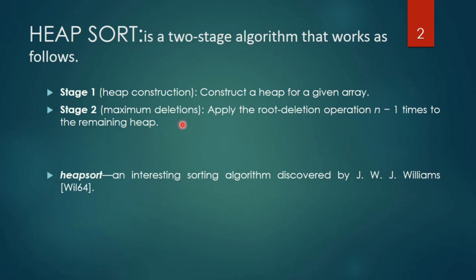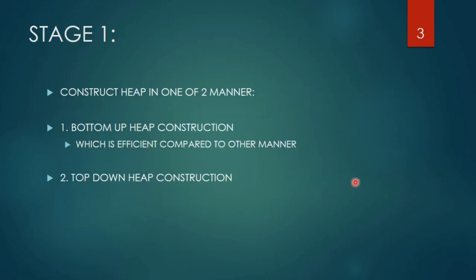What is the maximum deletion stage? Apply the root deletion operation n minus 1 times to the remaining heap. This I will be explaining from the 4th to 6th slide. And remember, heap sort was invented by J.W.J. Williams.